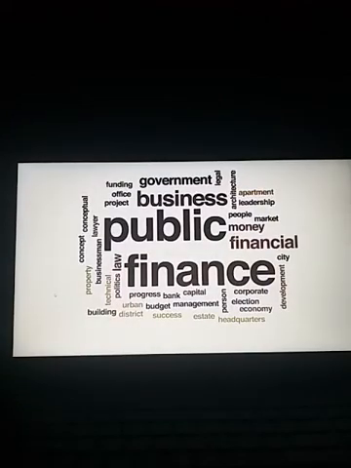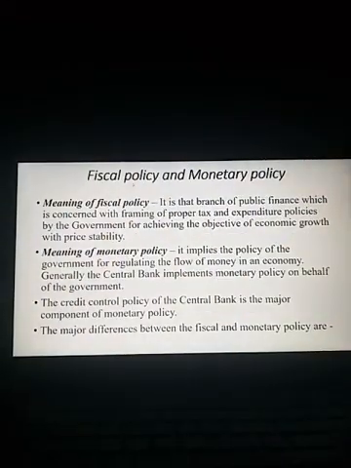Dear students, in our previous class, we learnt about public finance meaning, scope, and the branches of public finance. Today's class, let us proceed with the same chapter, public finance, in detail, the left out headings. Let us first try to know fiscal policy and monetary policy, meaning of these two terms.